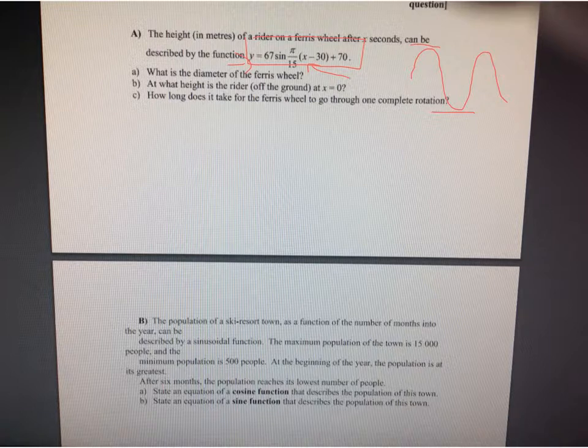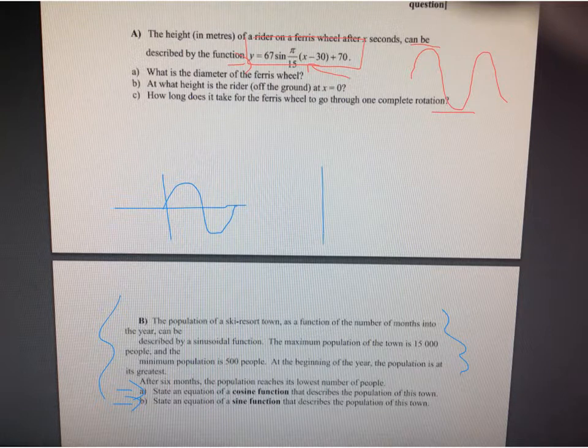Now the bottom question down here is a little bit different, because this one is asking you to create two equations. This one is asking you to create a cosine function, and this one is asking you to create a sine function. You should be able to do either with the information that you're given, because remember the sine function is just 90 degrees different from the cosine function. The sine function looks like this. It starts at 0 and ends at 0. And the cosine function is 90 degrees behind it. It starts at 1 and ends at 1, like that.